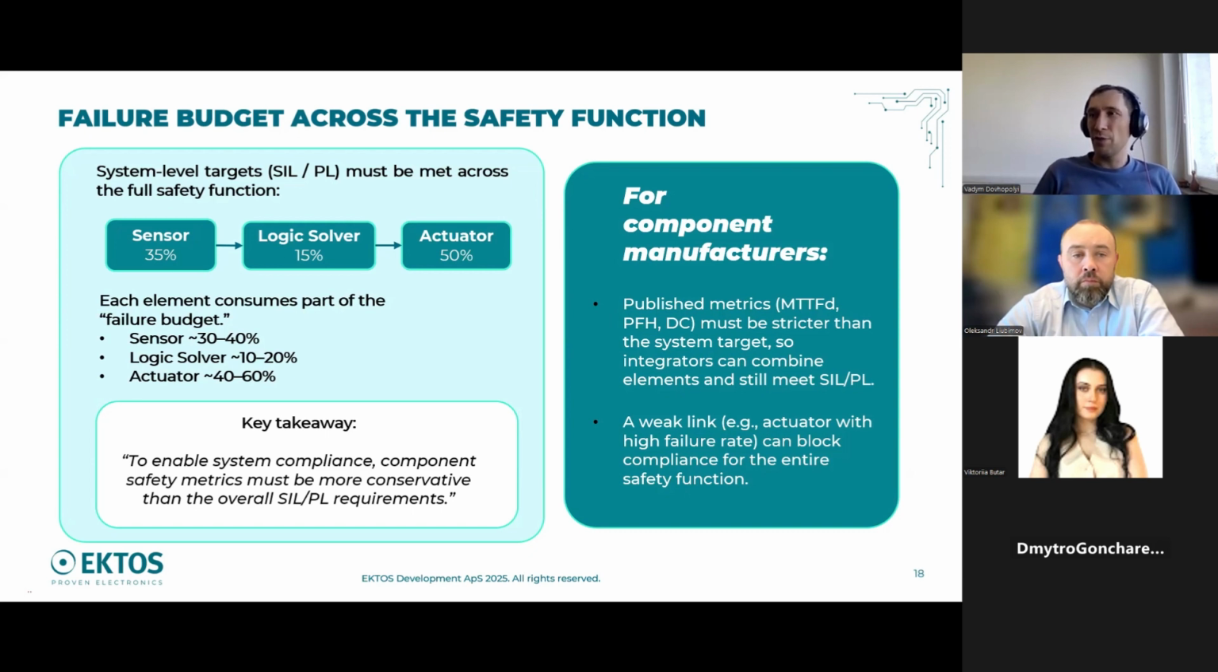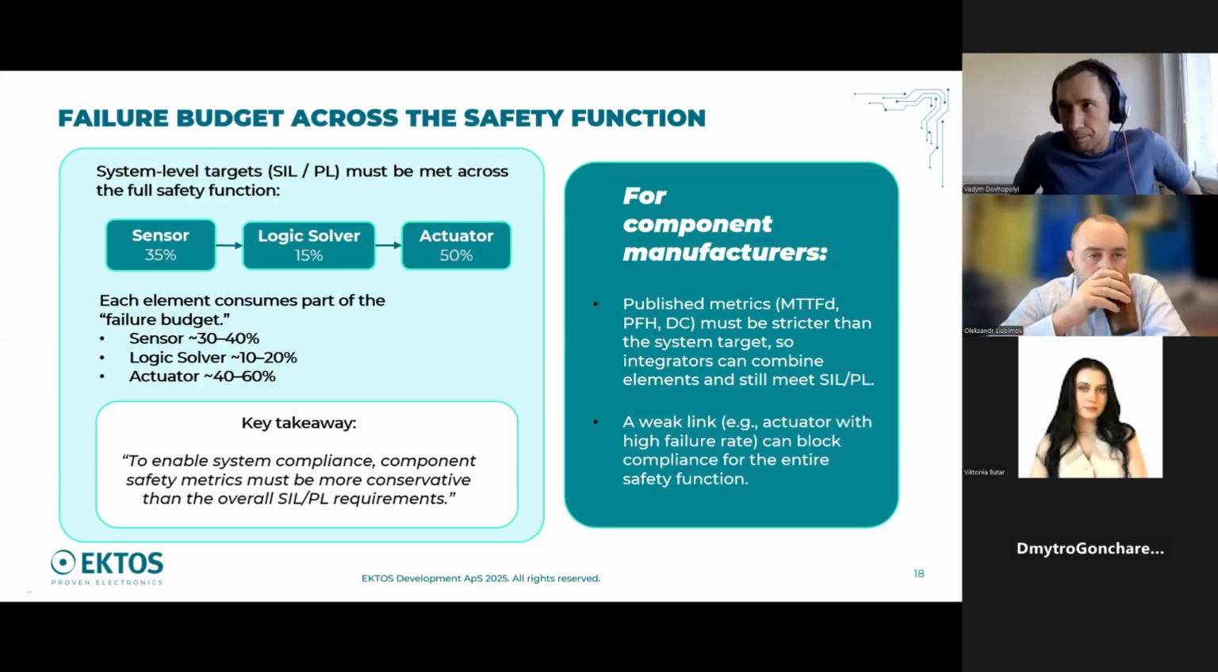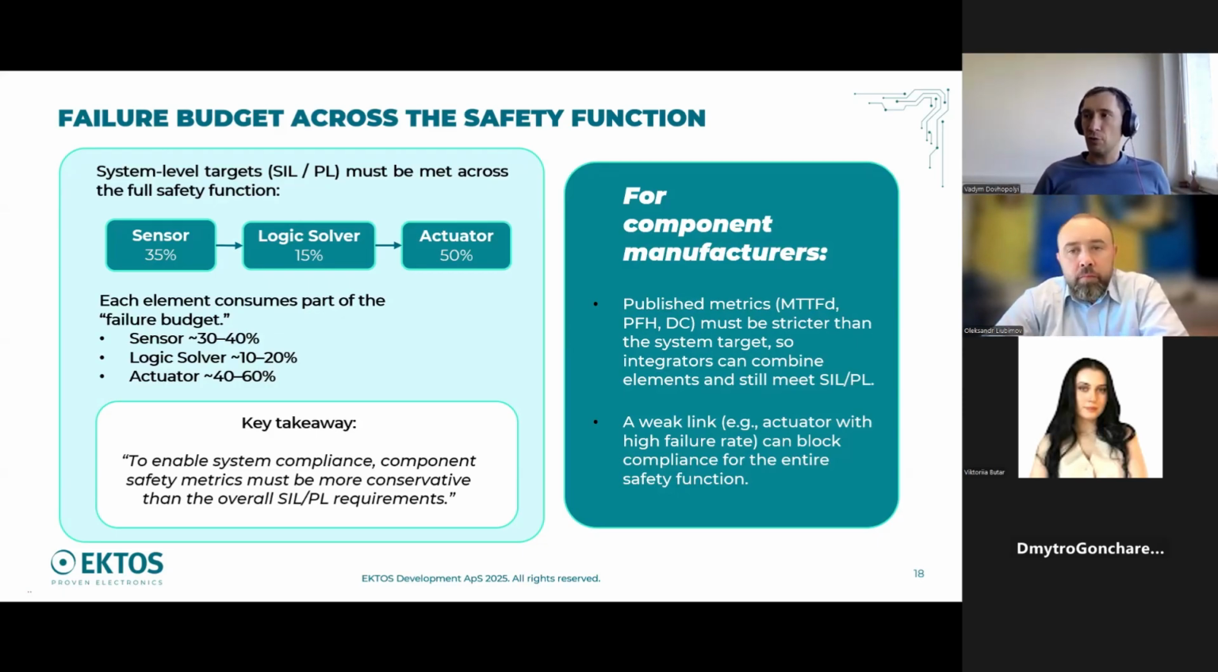And usually the weakest place in any system is actuators. Sometimes I say it is 40-60%, but sometimes it could be even 70% of the entire budget, and you have to distribute the rest of the parameter between sensor and logic solver.